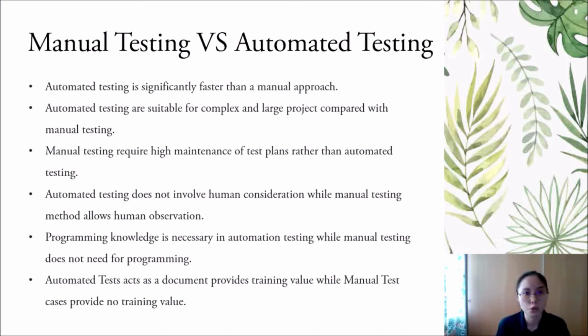So in terms of human observation, automated testing does not involve human consideration. Therefore, it can never give assurance of a user-friendly and positive customer experience, while the manual testing method allows human observation, which may be useful to offer a user-friendly system. In addition, programming knowledge is necessary in automated testing, while manual testing does not need programming knowledge.